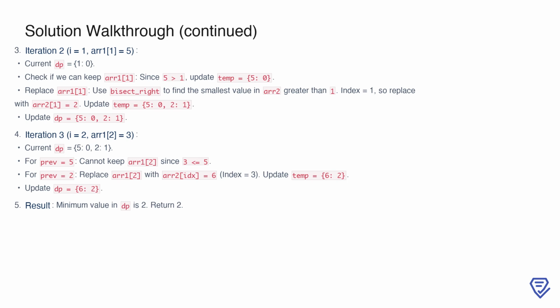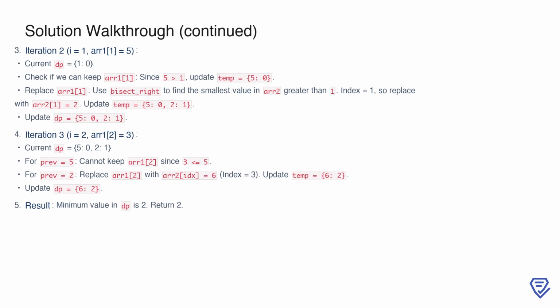Now, for the second iteration, we consider ARR1[1], which is 5. At this point, the current DP state is {1: 0}. First, we check if we can keep 5. Since it's greater than the previous value, 1, we update temp to {5: 0}, meaning no operations are needed.